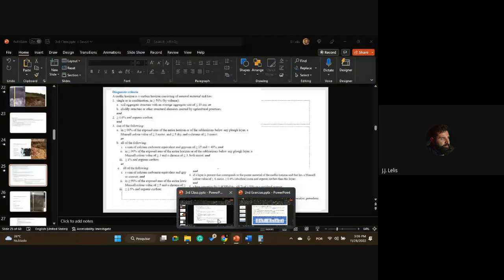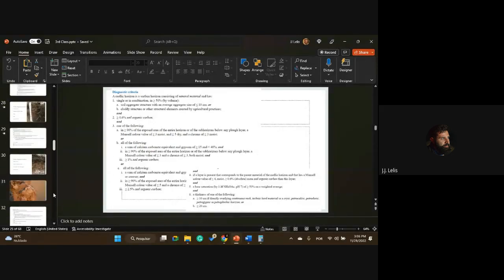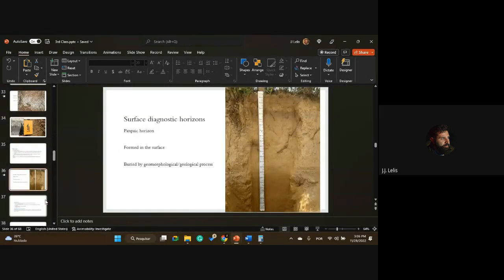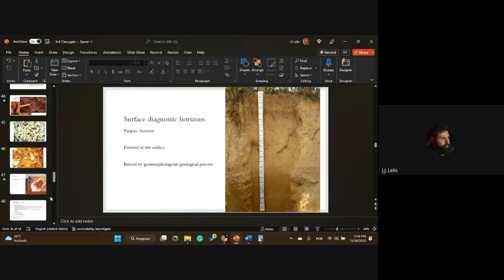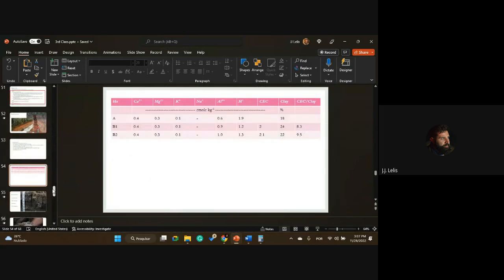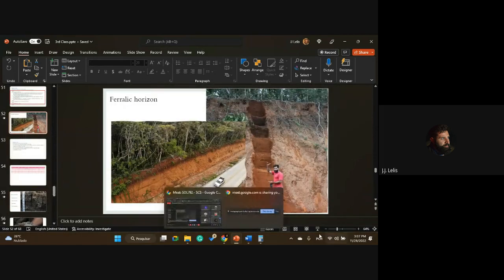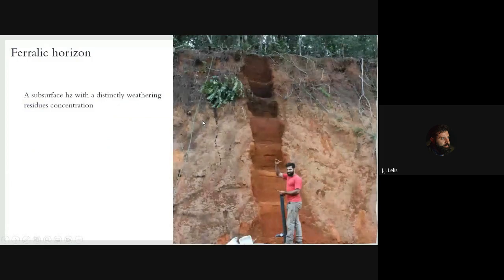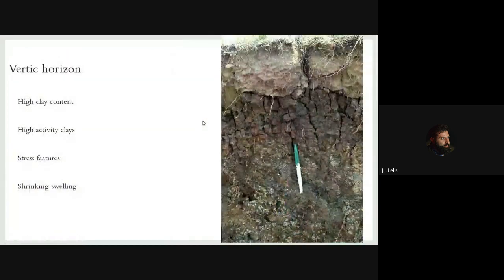So let's finish the materials. We finished talking about the ferralic horizon. Let's now talk about the vertic horizon. The vertic horizon is a subsurface diagnostic horizon that's related to a high content of clay.